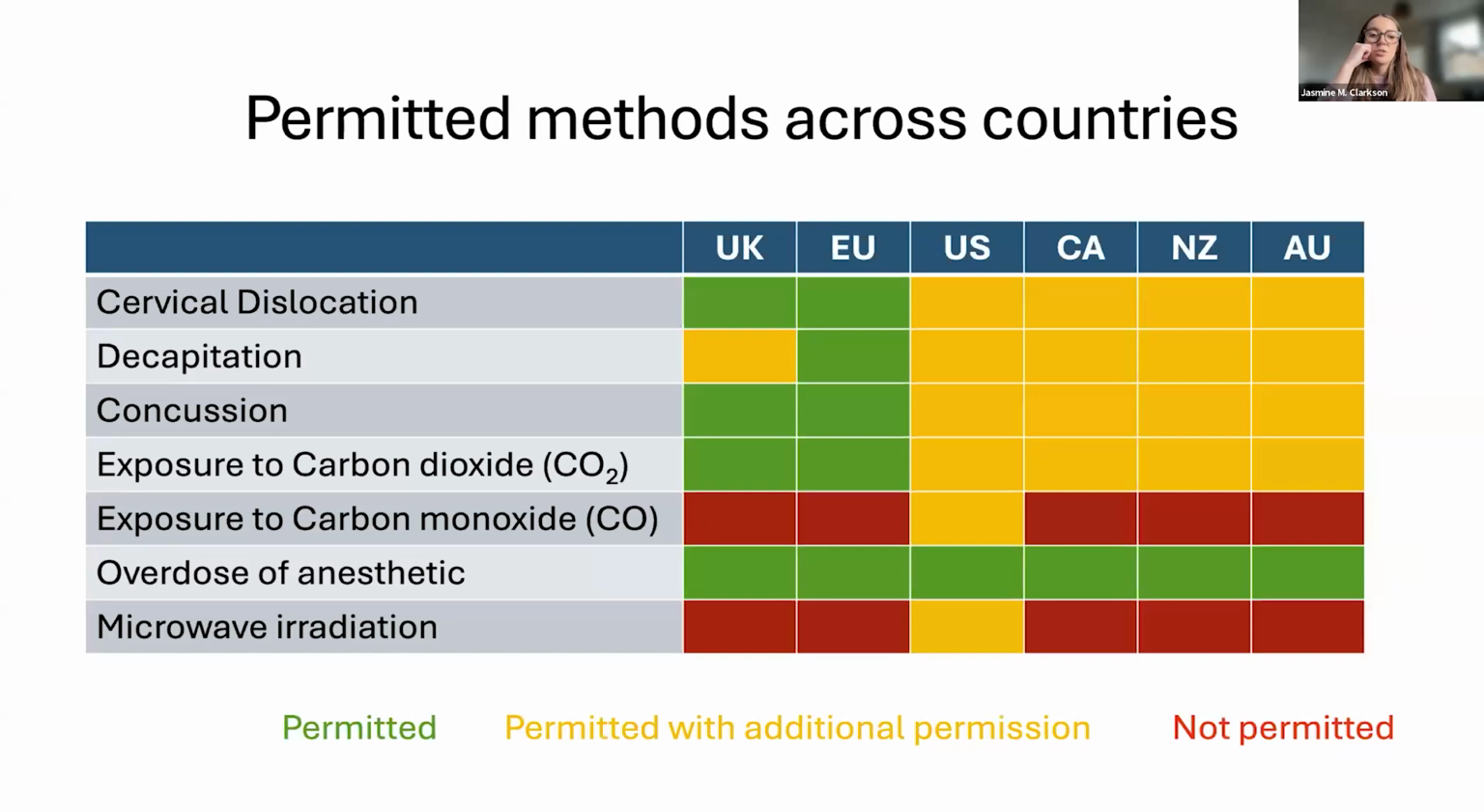What I wanted to demonstrate here is that there are discrepancies in terms of what methods are permitted according to what country you're in. Green is permitted methods, orange is permitted with additional permission, and red is not permitted. As you can see, it really does depend upon where you are, and it represents the fact that there's no consistent method adopted internationally. Therefore, I wanted to pose the question as to whether we think this is acceptable. Should we have much more cohesion? Should we all be learning from each other?